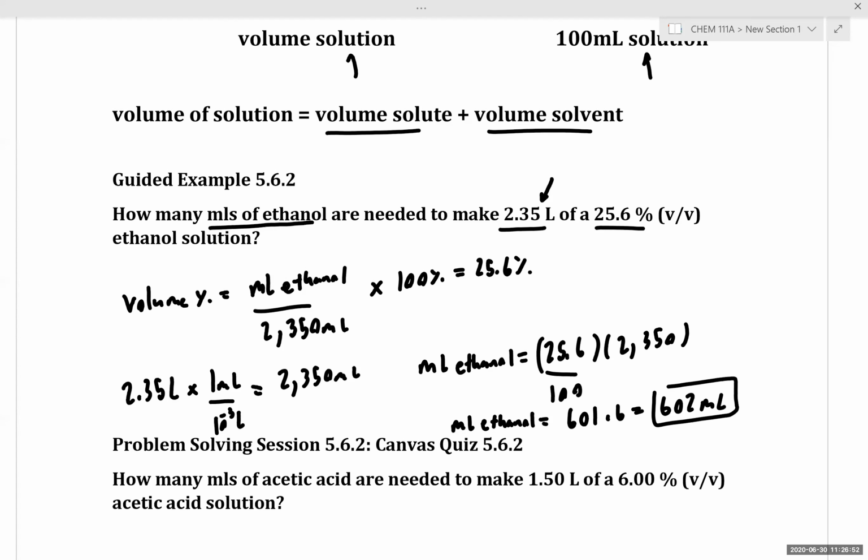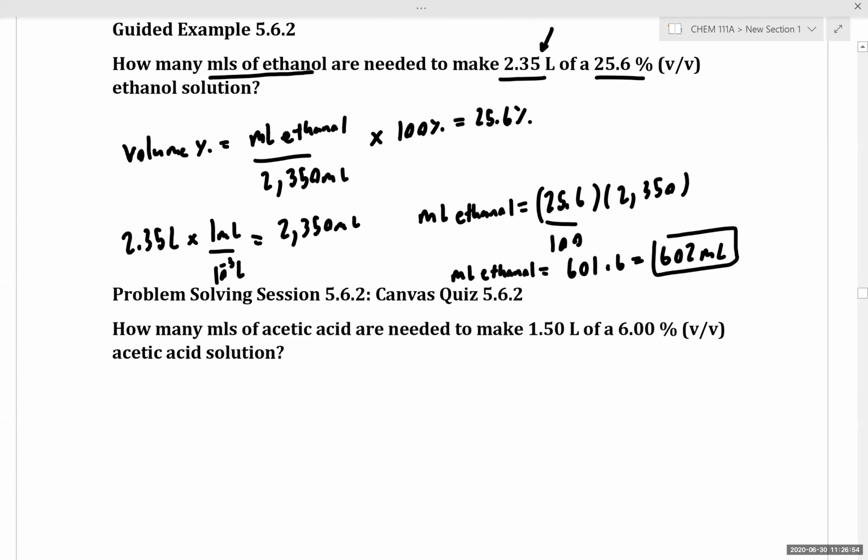Okay, just to test everyone's comfort with this topic, let's work on the following example. You can submit your responses in the chat or via Canvas quiz 5.6.2. And I'd like you to calculate the milliliters of acetic acid that are needed to make 1.50 liters of a 6% volume over volume acetic acid solution. And we'll discuss this example in about 2 to 3 minutes, as it's a pretty fast calculation.